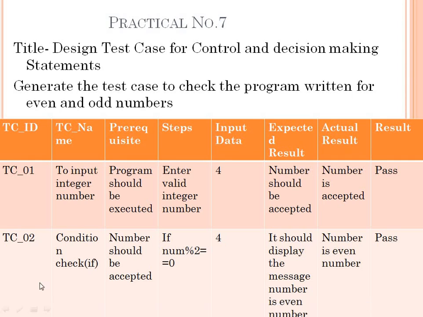Hello everyone. Today we start practical number 7, and the title of this practical is Design Test Case for Control and Decision Making Statement. In this practical, for control and decision making in testing, we find out the bugs in the coding.